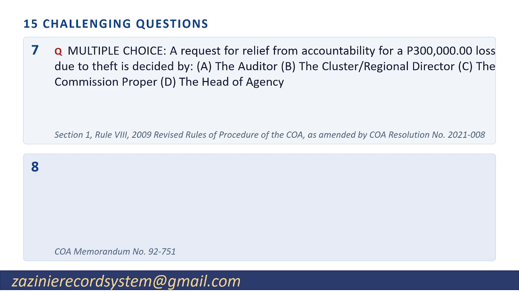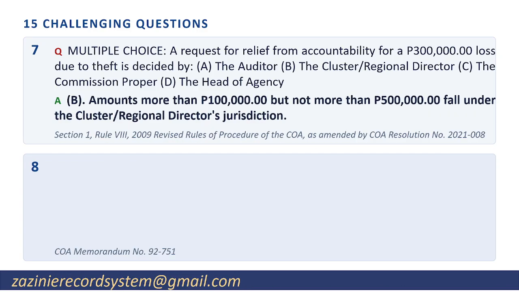15 challenging questions. Number 7. Q. Multiple choice. A request for relief from accountability for a 300,000 pesos loss due to theft is decided by: A. The auditor, B. The cluster or regional director, C. The commission proper, D. The head of agency. B. Amounts more than 100,000 pesos but not more than 500,000 pesos fall under the cluster or regional director's jurisdiction.